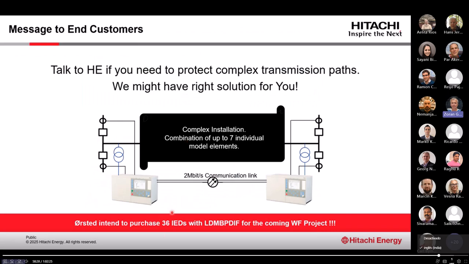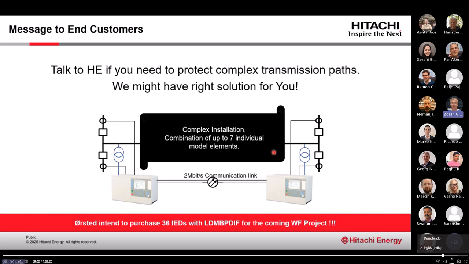Also, they are going to order, as far as I know, 36 IEDs for the next project with this functionality, because they think it will benefit them in their projects. Therefore, I think the main message to our end customer is, if they need to protect a complex transmission path, we have the right solution for them. Limitations, once more, are 2 end objects, 1.5 breaker on each side, and up to 7 individual elements within the protected zone.